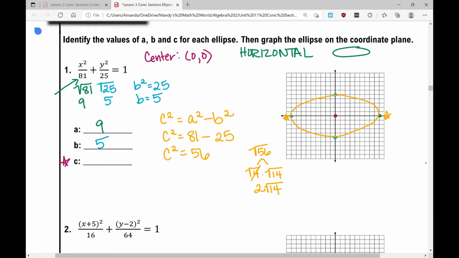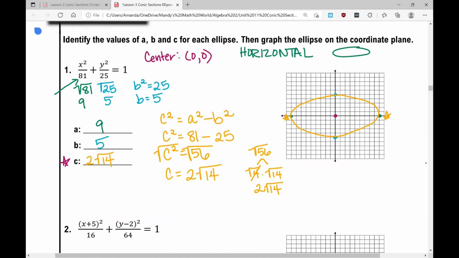Which means C squared... oh, I'm sorry, the reason I did that is because when I'm undoing this square over here, I'm taking the square root of both sides. So I'm taking the square root of 56, which is 2 square roots of 14. And that's the length of C.